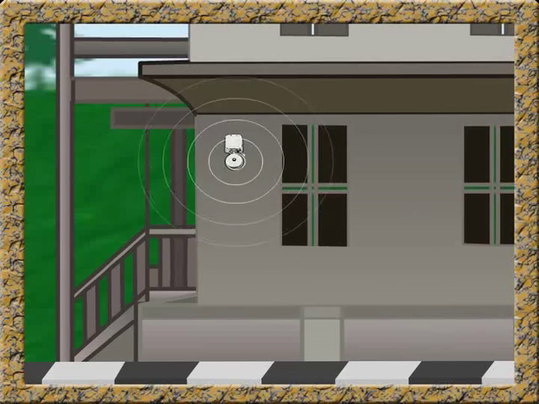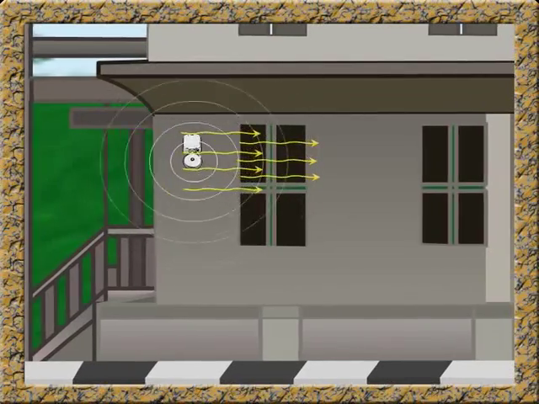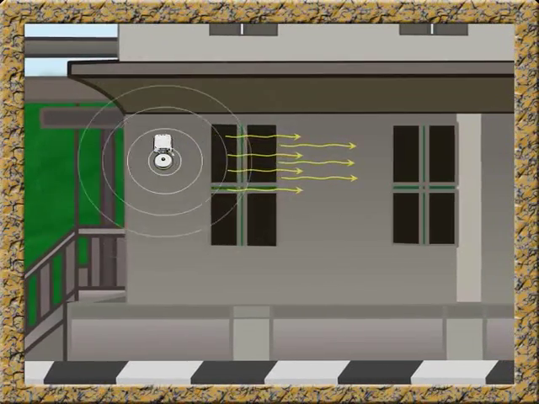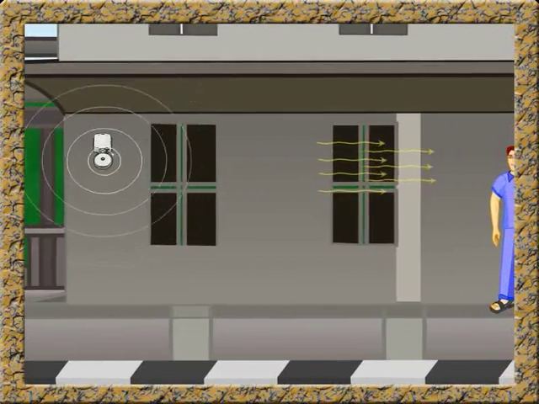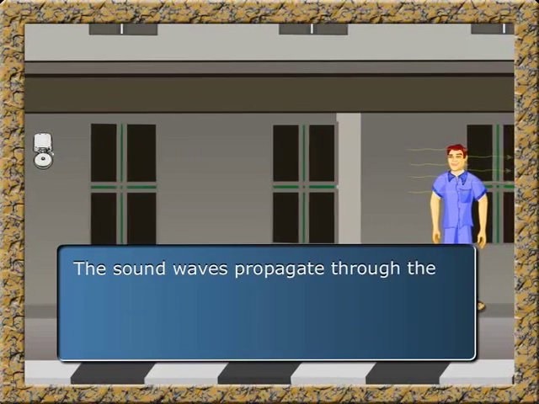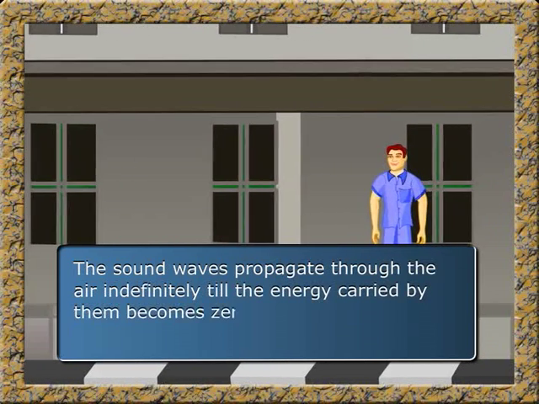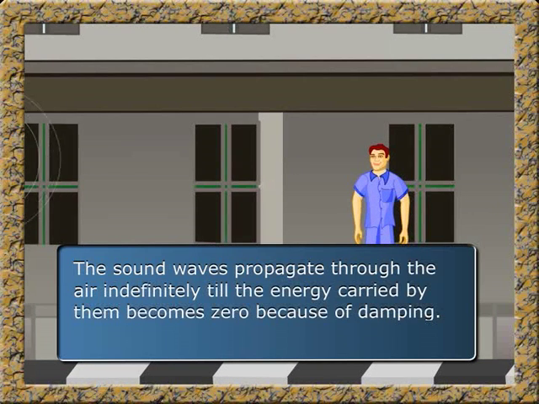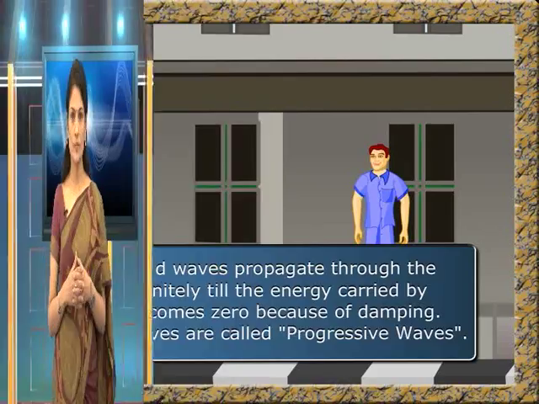These vibrations travel in all directions through the air around the source. If the waves on their way do not encounter obstacles like a wall or some other object, they continue to travel in the medium without interruption. This means the sound waves propagate through the air indefinitely, till the energy carried by them becomes zero because of damping. Such waves are called progressive waves. They do not return to the source at all.